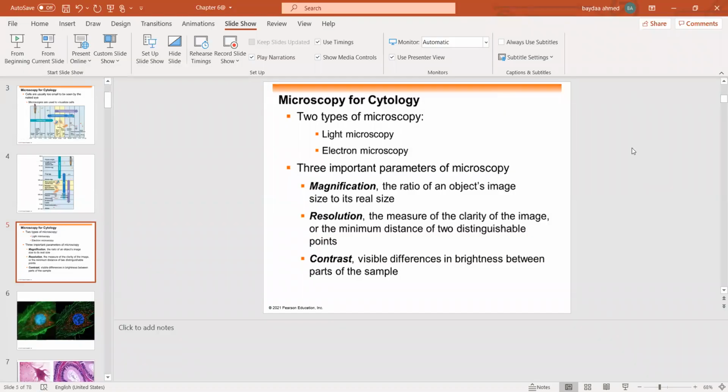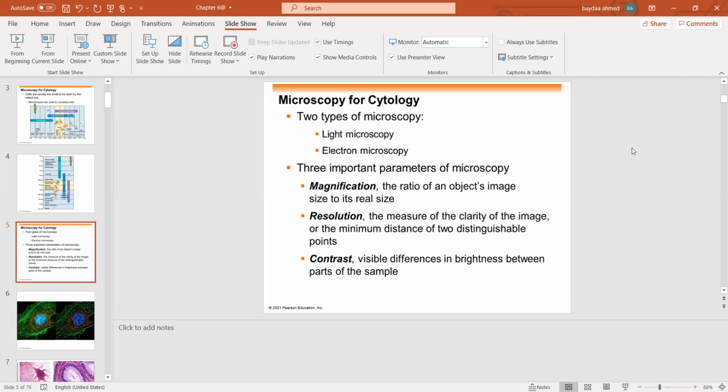We have three important parameters of microscopy. The first is magnification. Magnification means that the image appears many times its natural size, or is the ratio of the image size to the object's real size. Light microscopy can magnify to about 1,000 times the actual size of a specimen. An electron microscope can magnify to about 2,000 up to 23,000 or more.